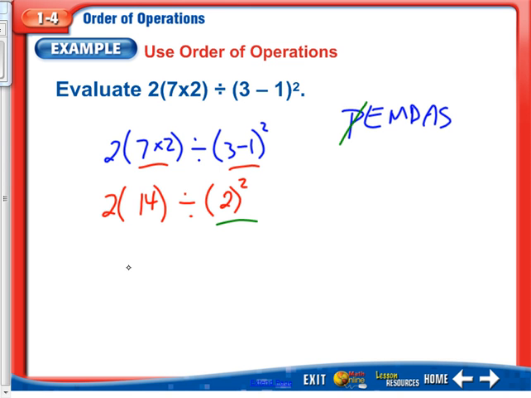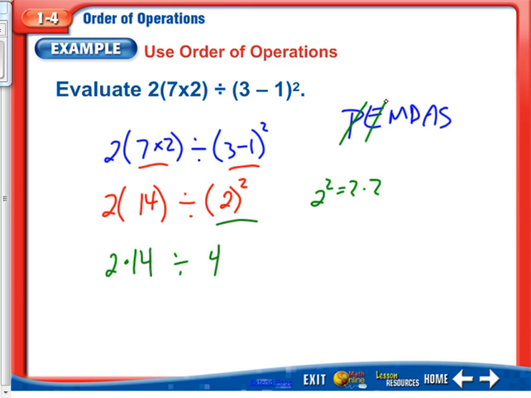We're going to leave this part alone. So we're going to do 2 times. Now, if you want to switch it to that, that's fine. 2 times 14 divided by now 2 squared. That would be 2 times 2. 2 squared equals 2 times 2, which is 4. So we're going to write that.